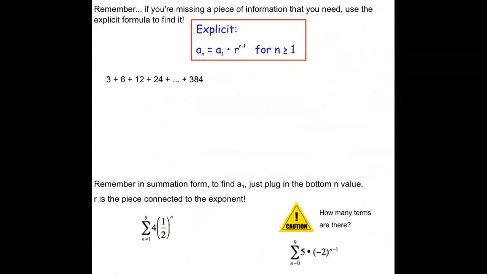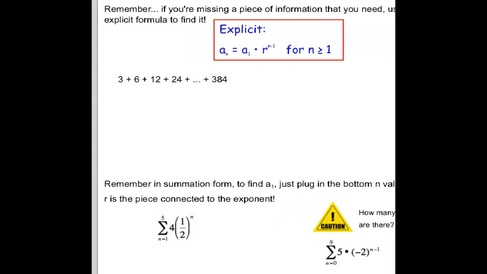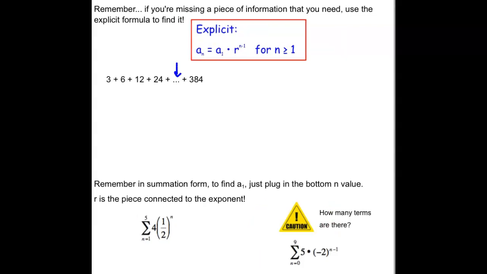All right. So remember that if we're missing pieces of information that we need for our summation formula, we can simply use our explicit rule to find them. So our explicit rule for a geometric sequence is a sub n equals first term times r to the n minus 1 power. All right, so looking at this one, you'll notice this dot, dot, dot in the middle, and there's no n equals at the end of this expression. So we don't know how many terms we have.